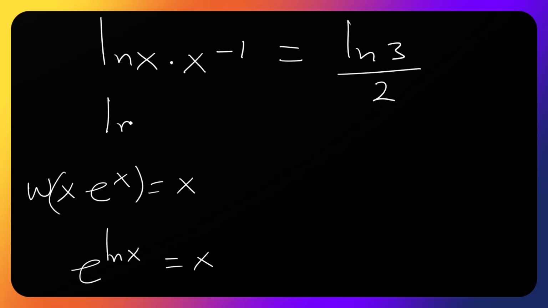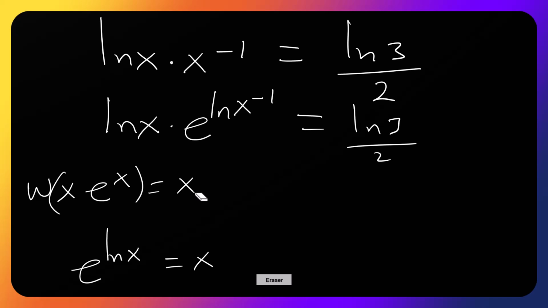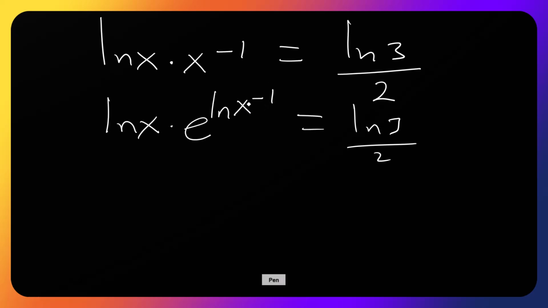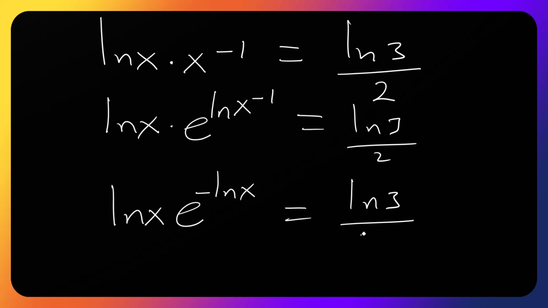My next step will be ln of x times, instead of writing this, I'll make it e raised to ln of x to the power minus 1. So this one is the same as this, equals ln of 3 on 2. All right, so this one is a power rule, which will come behind. So that will be ln of x times e raised to minus ln of x equals ln of 3 on 2.